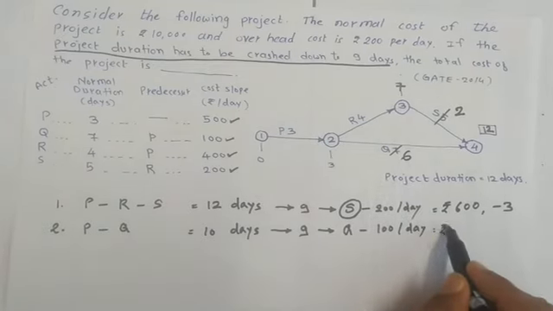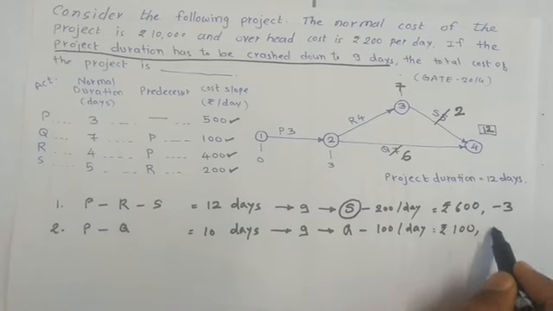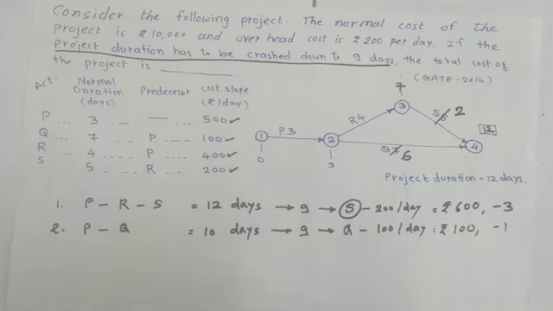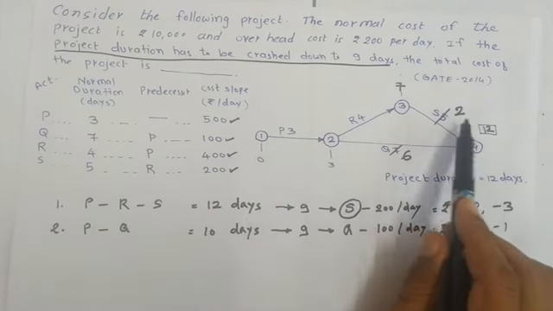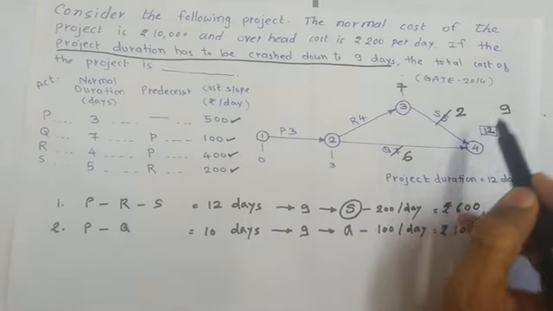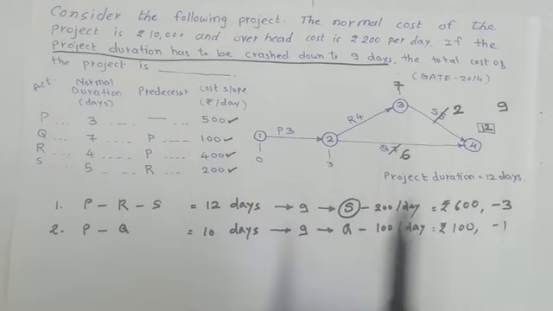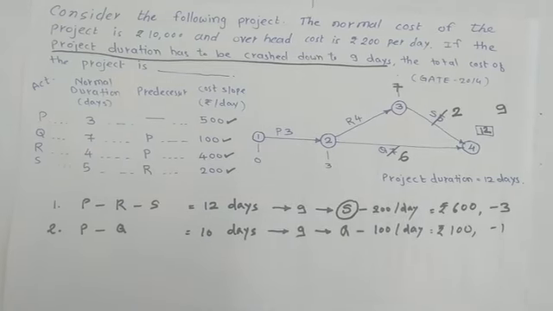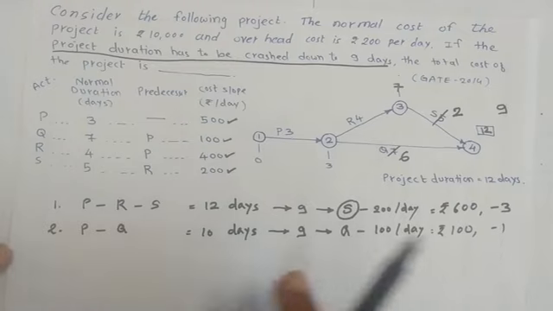Increase in the cost is rupees 100, and reduction in days is 1. So now if we see the project duration, 3 plus 4 is 7, 7 plus 2 is 9 days, 3 plus 6 is 9 days. So the project duration is now 9 days. Let's calculate the total cost of the project.